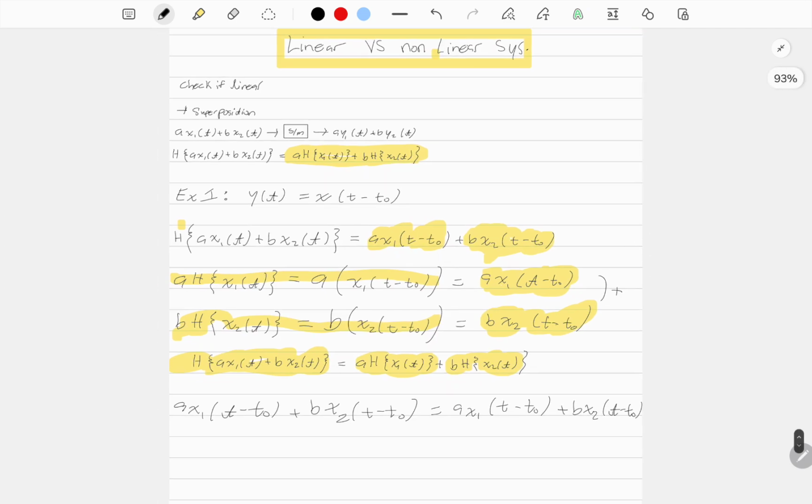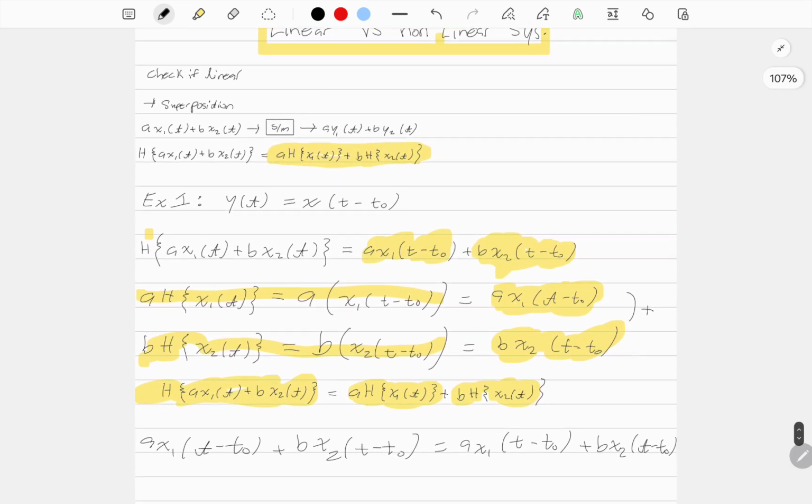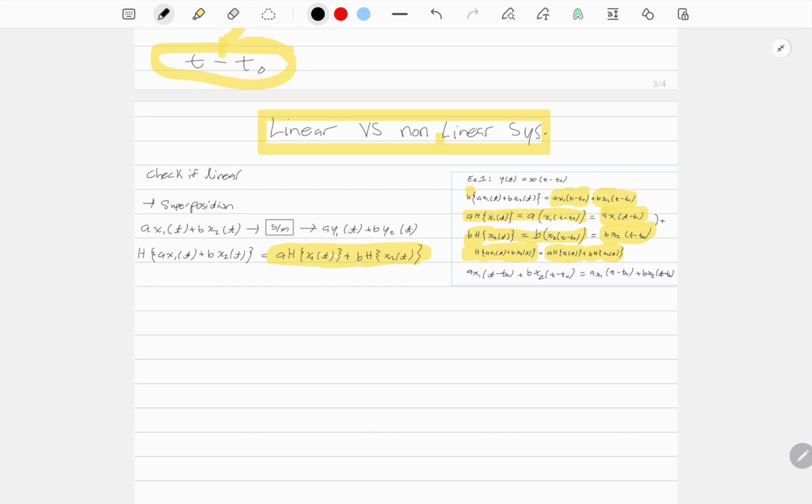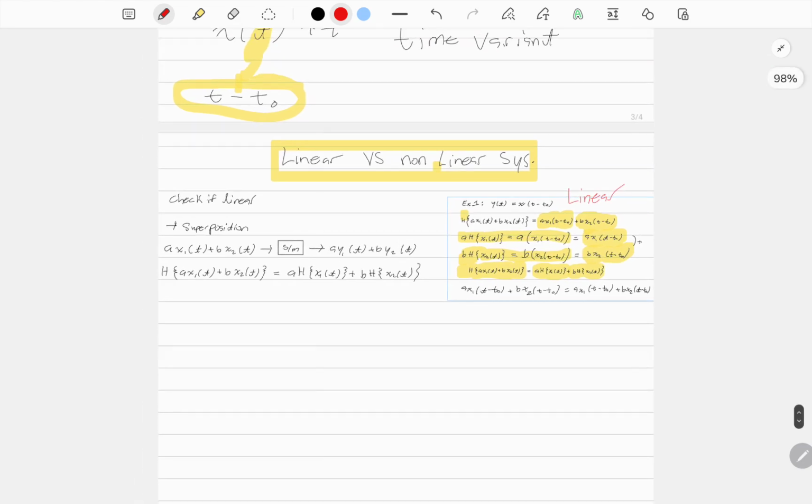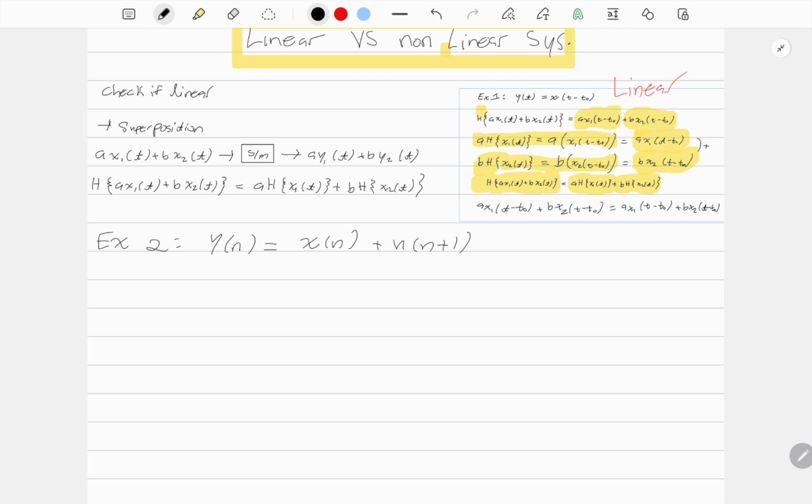Okay, now I'm going to do another example much faster. Oh yeah, before I move to the other example, I forgot to mention, since the equation upheld and they were equal to each other, it follows the law of superposition. So that means example 1 was linear. And to do the next example, so this is an example.